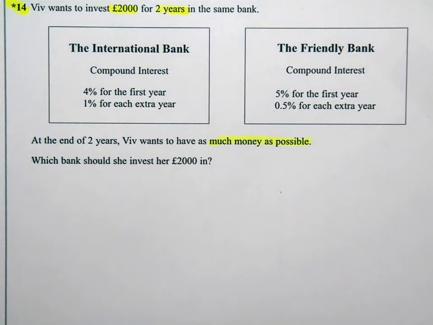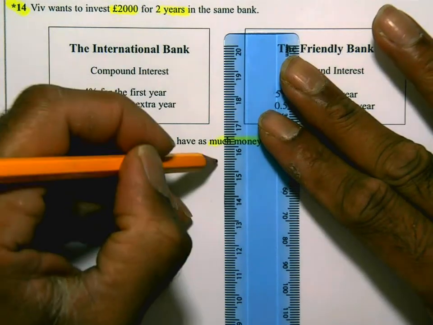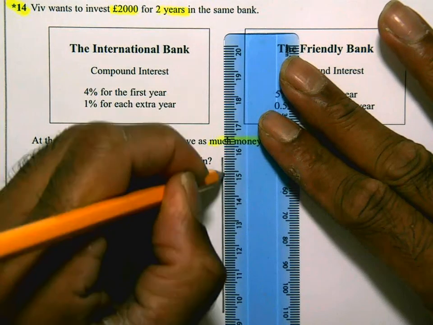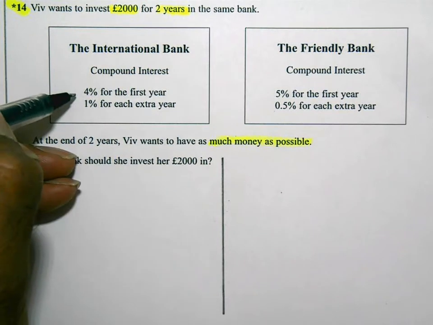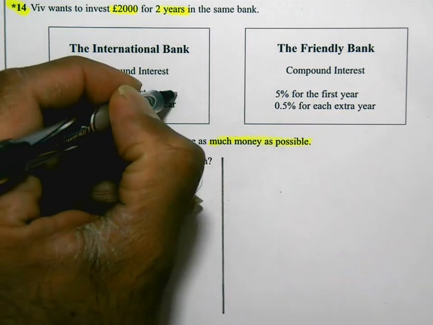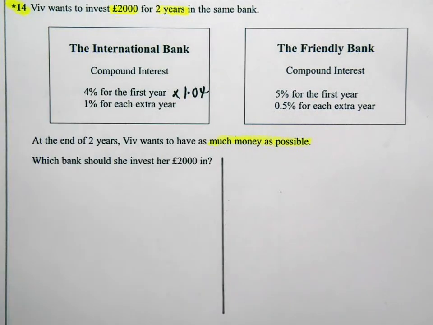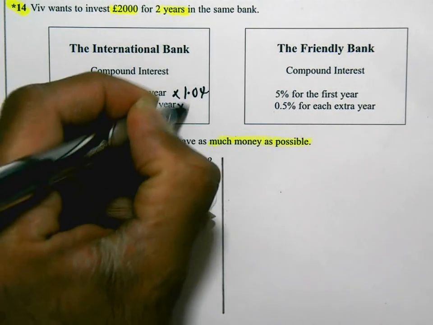So basically, I need to do the compound interest calculations for both banks for 2 years and then compare how much money Viv would have in either of those banks, and which gives her the most. And before I do that, if you did work on compound interest, you would have used the multiplier for how much money increases by, depending on what rate of interest is being applied. So if 4% is being applied, the multiplier is 1.04. If 1% is being applied, the multiplier is 1.01.